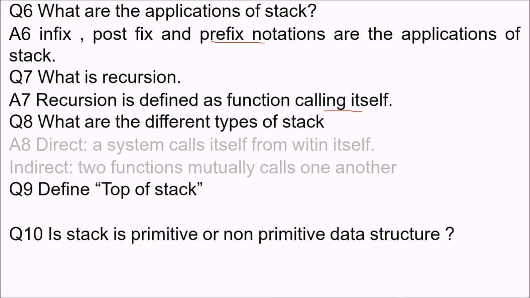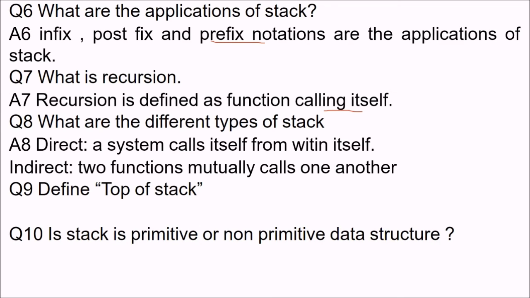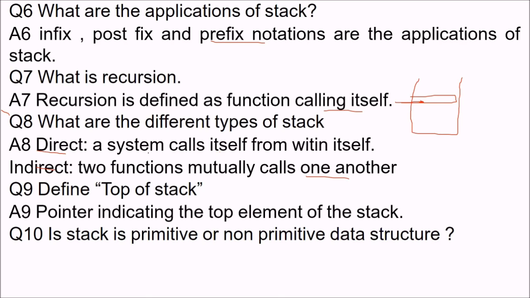What are the different types of recursion? There are two types. One is direct, the other is indirect. A function that calls itself from within itself is direct, and when two functions mutually call one another, this is the indirect one. Define the top of the stack. Every stack has a stack pointer which points to the topmost element of the stack. So this is the top of stack, a pointer indicating the top element of the stack.